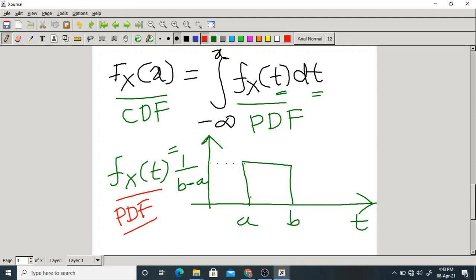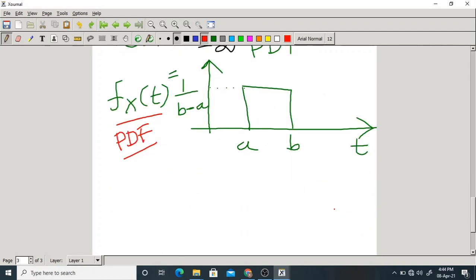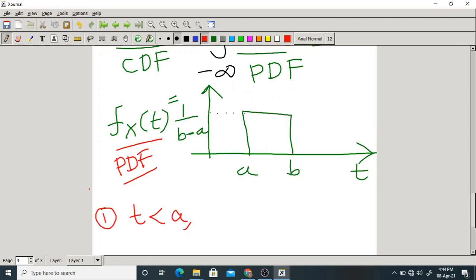Okay. Suppose here the variable is T. Suppose I ask you, if T is less than A, case 1, let us take the simple scenario where T is less than A. What will happen? When T is less than A, what is there here? Nothing is there. Okay. Then what happens? What is the integration of this f_X of t dt?